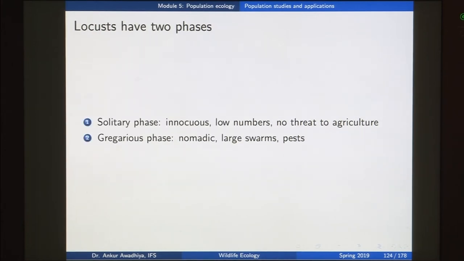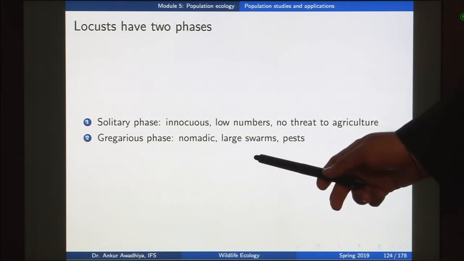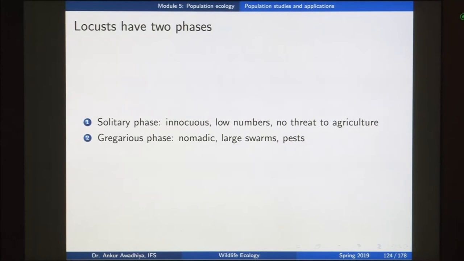Now locusts are known to have these 2 phases. The first phase is a solitary phase, and in the solitary phase they behave more like grasshoppers, in which case they are innocuous, they have low numbers and they do not pose a threat to either agriculture or to the habitats. And then there is the second phase, which is a gregarious phase, which is a nomadic phase. These locusts make large swarms, then they move to other areas, and once they start moving, they have a huge requirement for leaves, because of which they become a very important pest for agriculture and also for conservation. This is something that we know today, that these locusts have these two phases.